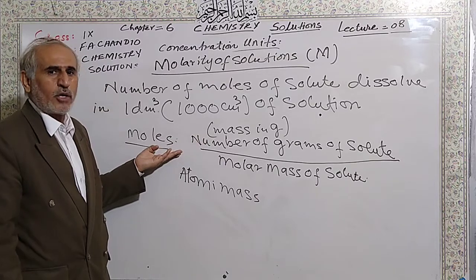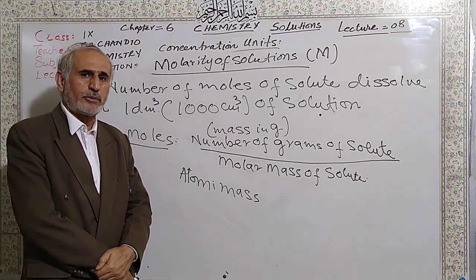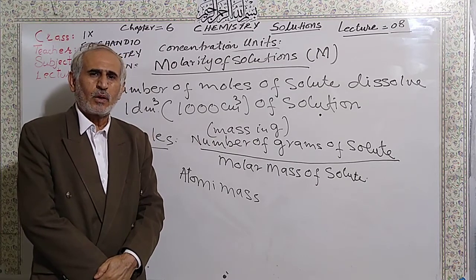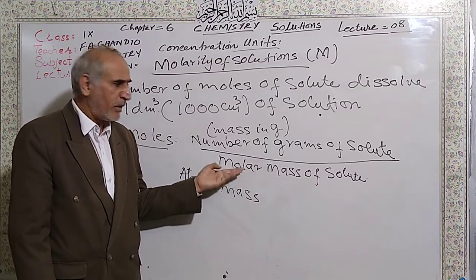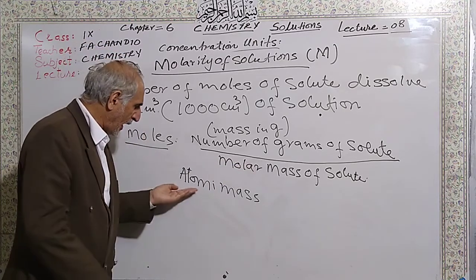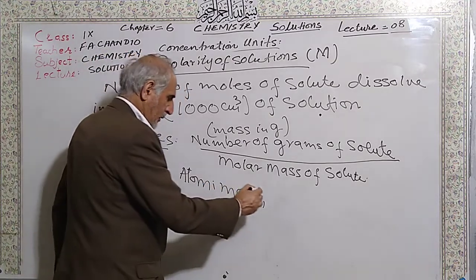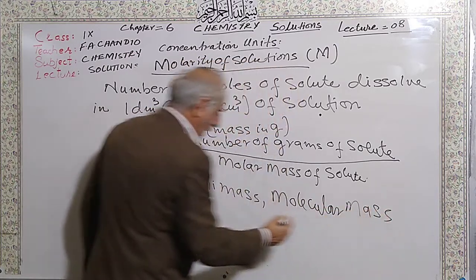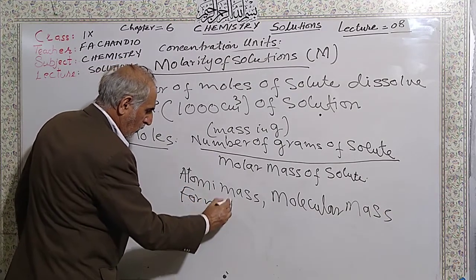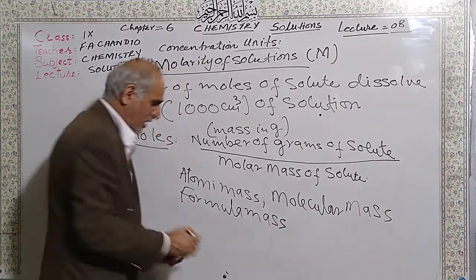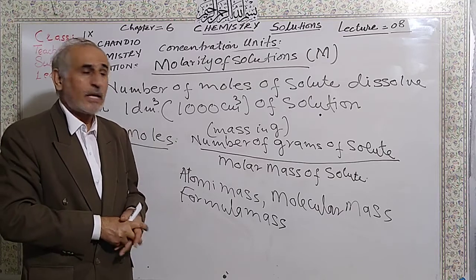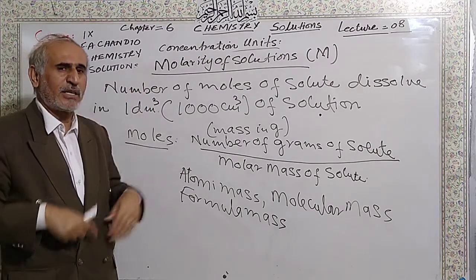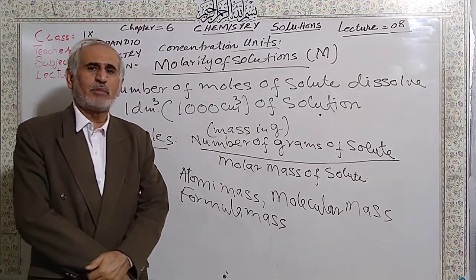Suppose I want to calculate the moles of carbon. Suppose I am talking about 3 grams of carbon. Then mass in grams is 3 grams, and the atomic mass of carbon is 12. So you have to write here the atomic mass of carbon, that is 12 grams per mole. That's why I write atomic mass. It may be molecular mass. And it may be formula mass. These are the basic things students forget. They write wrong in examination. Even in the board, when they reach grade 12, secondary, they still make mistakes.